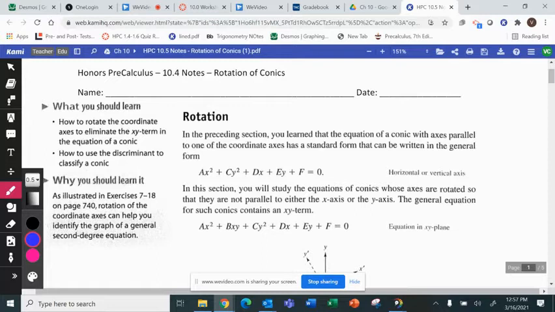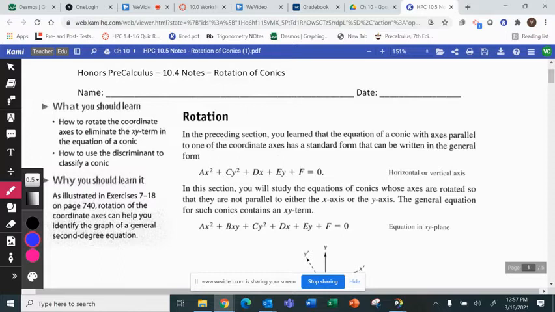All right, so previously, before today, we were graphing equations that were in this first form. And you'll notice the letters A, C, D, E, F. There's something missing, okay? Today, we're going to graph equations that are in the form of A, B, C, D, E, F. The term that was missing before is a term that has both X and Y in it.